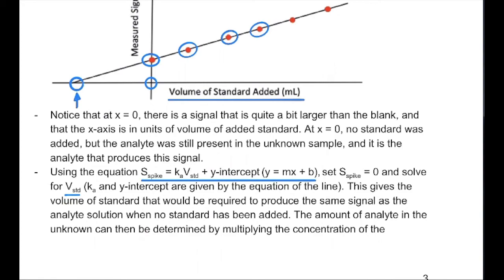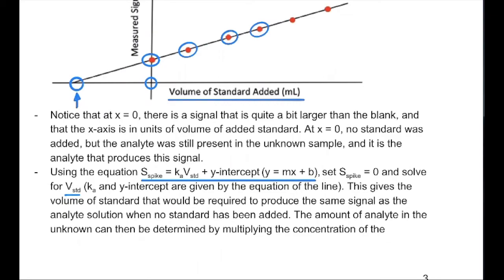So if we were to take a sample that had only the matrix, it didn't have any analyte in it, and we were to add that specific volume of our standard into that matrix, then we would get the same signal that the unknown itself gives us. And we can use that information to determine the concentration of an unknown sample.